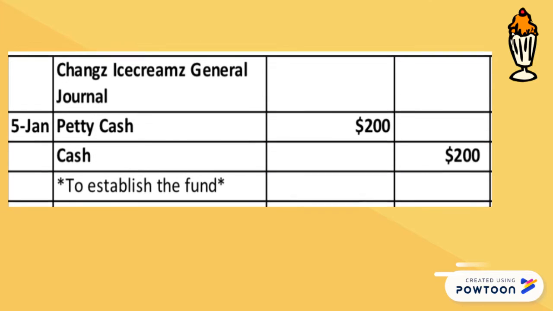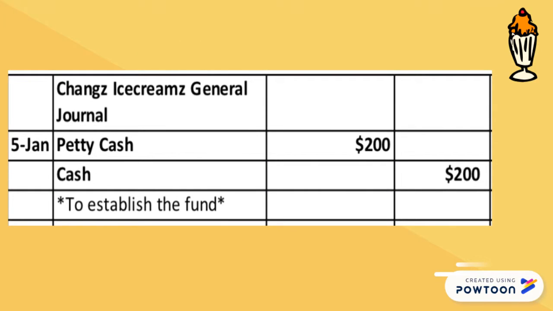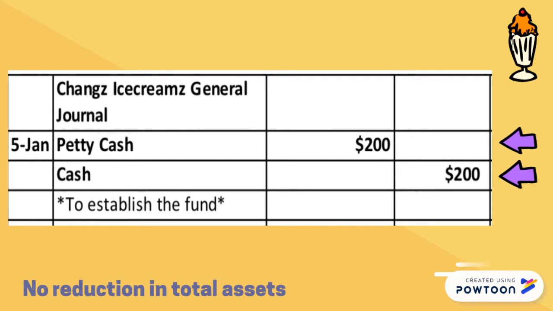Let's say a business, Chang's Ice Creams, cashes a $200 check on the 5th of January to establish a petty cash fund. The journal entry is as follows. Petty cash is debited for the amount of $200 and cash is credited. Note, there is no reduction in total assets. There is simply an allocation of cash to the fund.